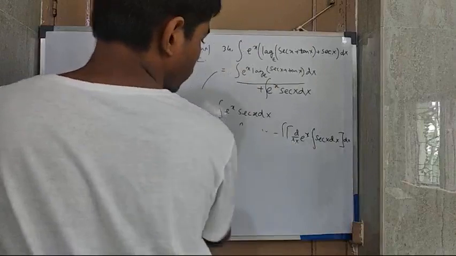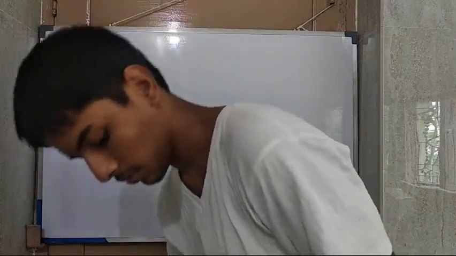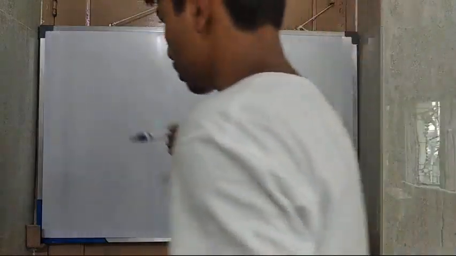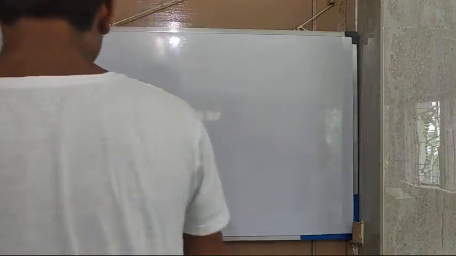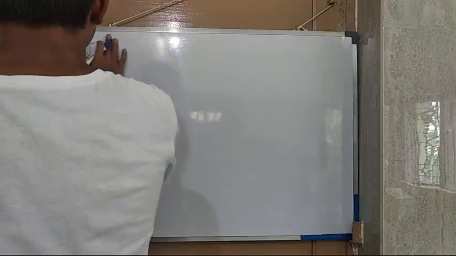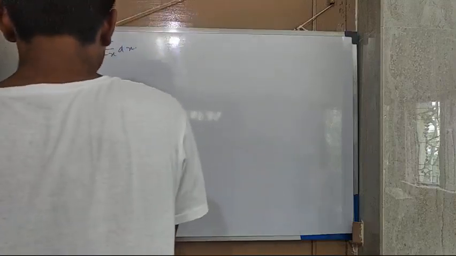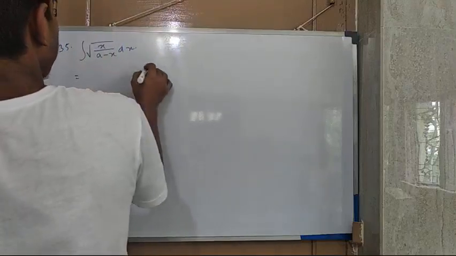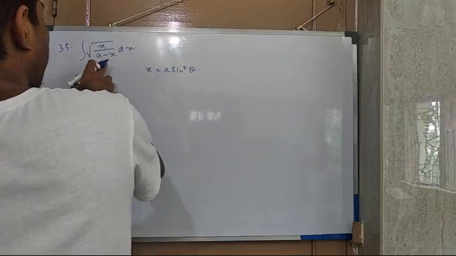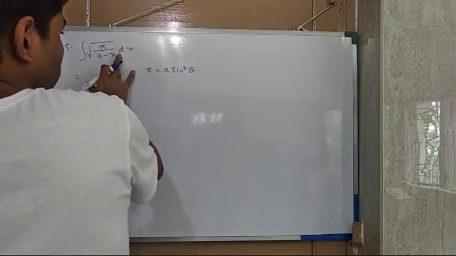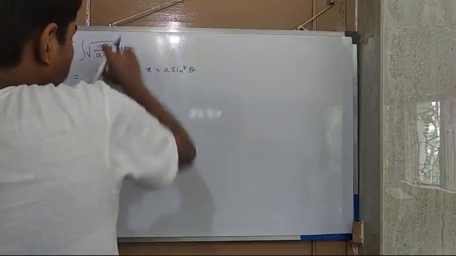Let's proceed to the 35th question now. The 35th question states: integral of root under x by a minus x dx. What we can do is substitute x equals a sine squared theta. Why? Because when we take out a from here, this will become 1 minus sine squared theta, and that will become cos squared theta, and the upper portion will become sine squared theta.